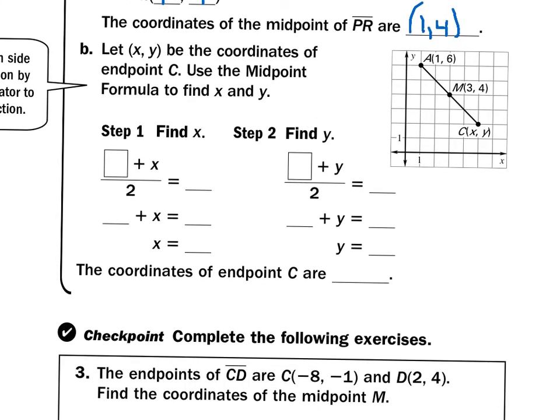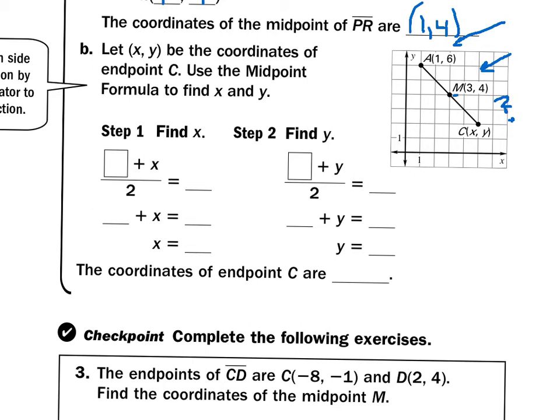Okay, B. Let x, y be the coordinates of the endpoint. Use the midpoint formula to find x and y. A little bit more complicated. So they gave us the midpoint. It's always labeled as a capital M. And they gave us one of the endpoints. They want us to figure out what this other endpoint is.